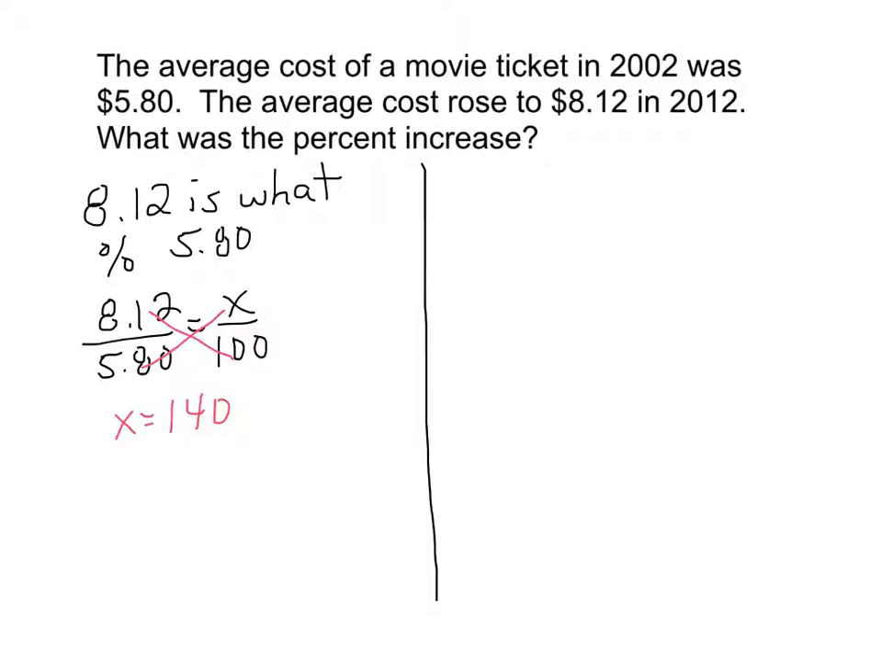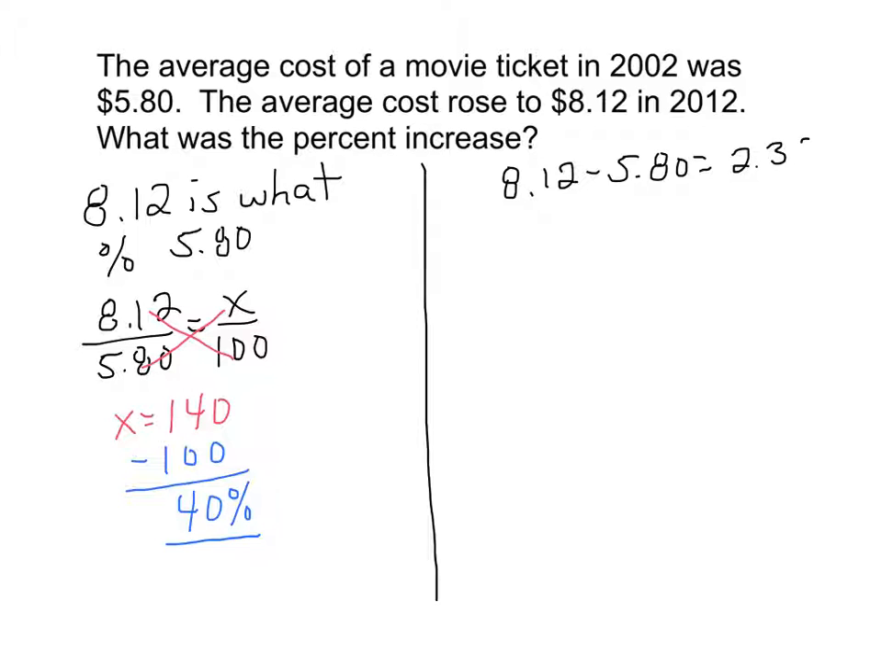It certainly is not a 140% increase, though. So now I need to subtract out my 100%, leaving me with a 40% increase, which is the answer to the problem. The other way to do it is, first of all, to find out the actual difference in cost between the first price and the other price. So the actual difference in cost, $8.12 minus $5.80, gives me an actual difference in cost of $2.32.